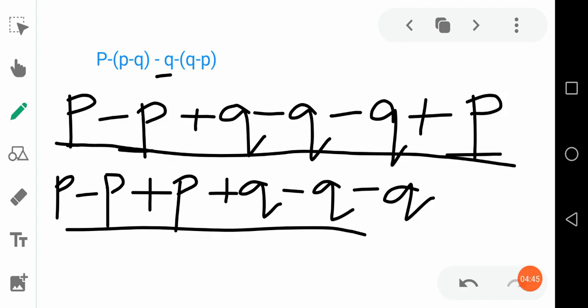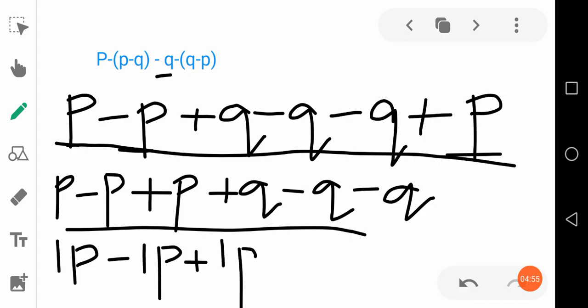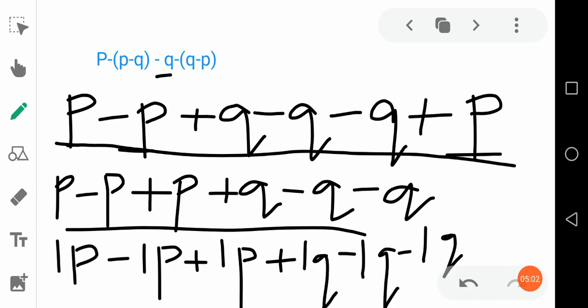So, here. Now, we are going to simplify it. I told you just p means there is one p. Okay. So, it is 1p minus 1p plus 1p. Same way here also, plus 1q minus 1q minus 1 cube.